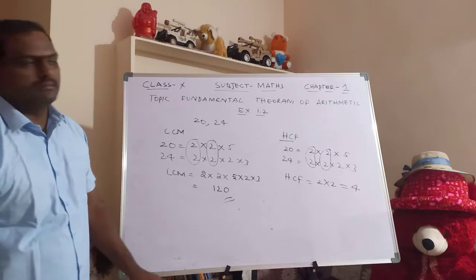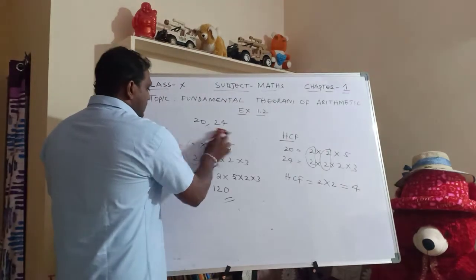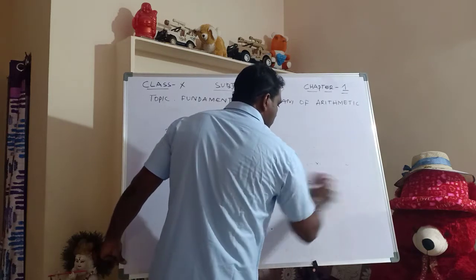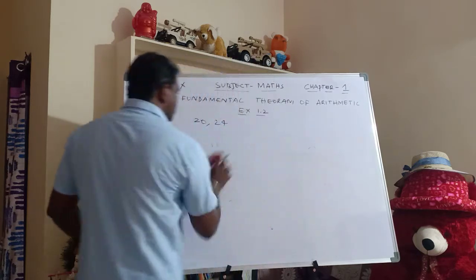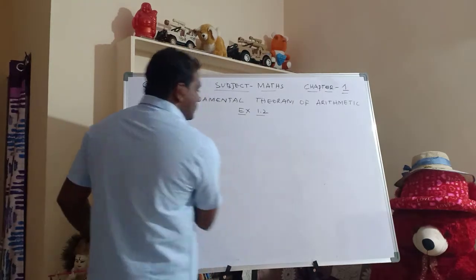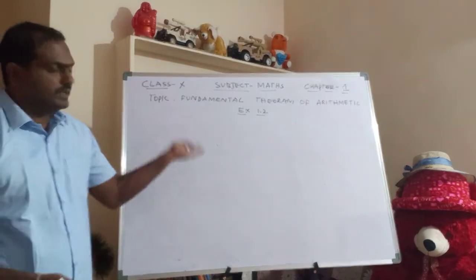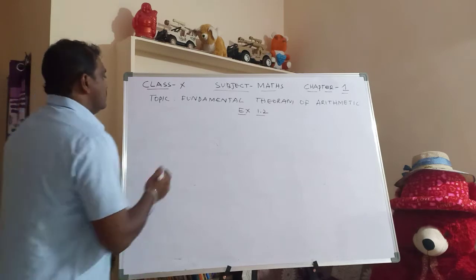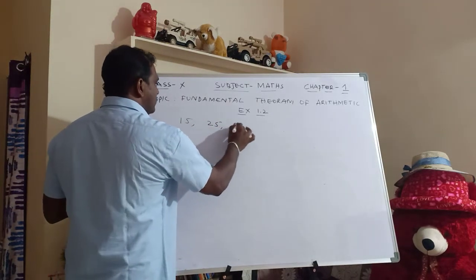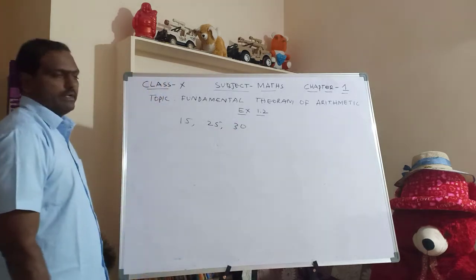Very simple, right? Suppose 3 numbers are given, how to do it? That one also I will explain, and then I will go to the exercise sums. This is being explained only for the students who don't understand the previous method. Right? So 15, 25, 30. Suppose this is given.